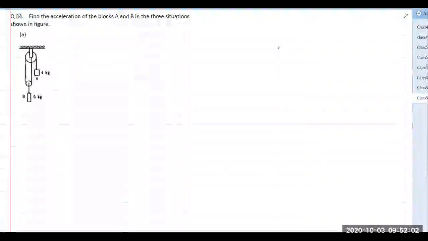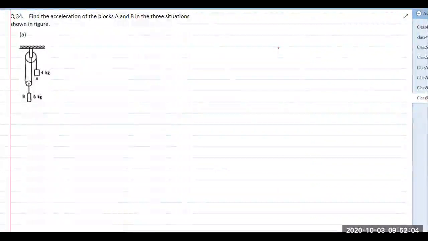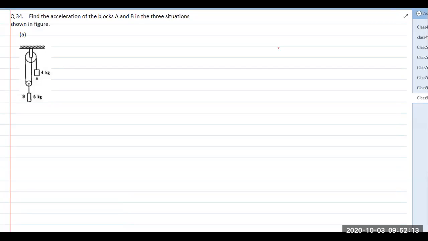Find the acceleration of the blocks A and B in the given situation in the figure. We have two masses, 4 kg and 5 kg, hanging like this. You can see that the string starts from this point, goes down, and then goes up, and then it turns like this.